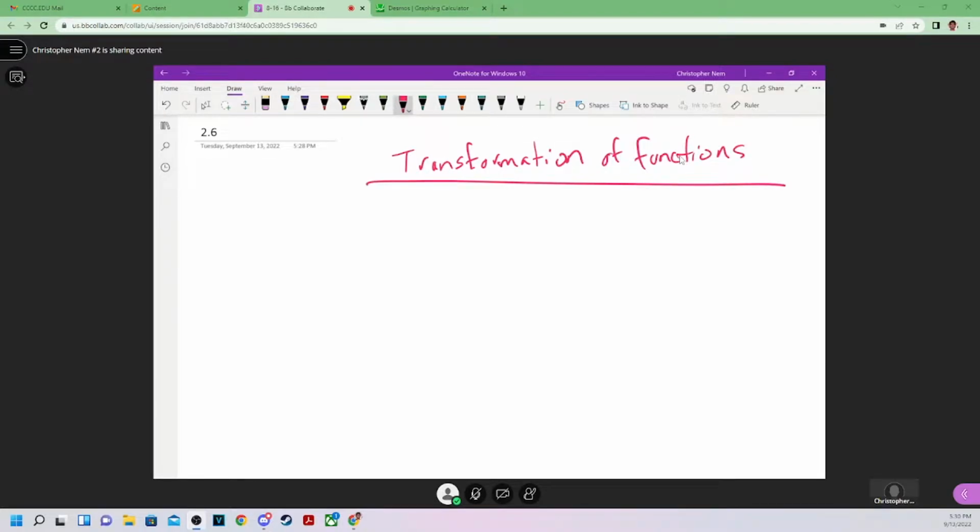So, transformations of functions. Now, when we're dealing with functions, we're always referring to the most basic type of functions without any transformation as parent graphs. So parent graphs or parent functions, either or, are functions without any transformations.